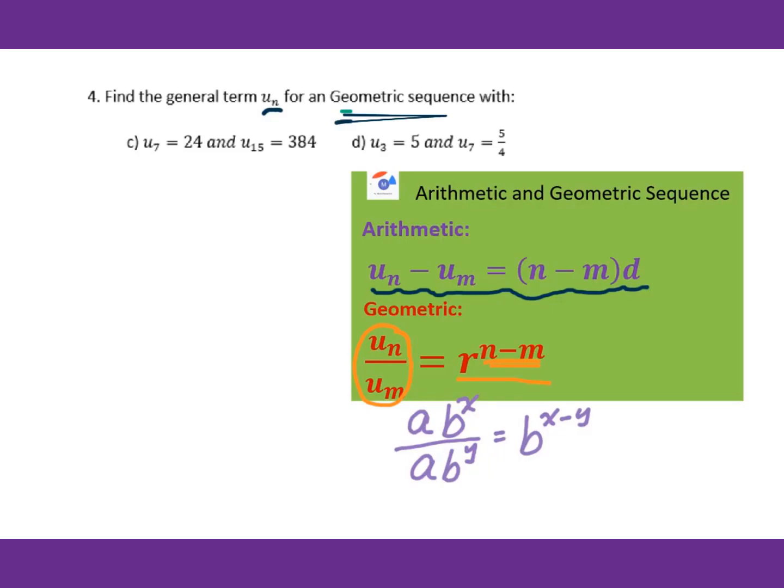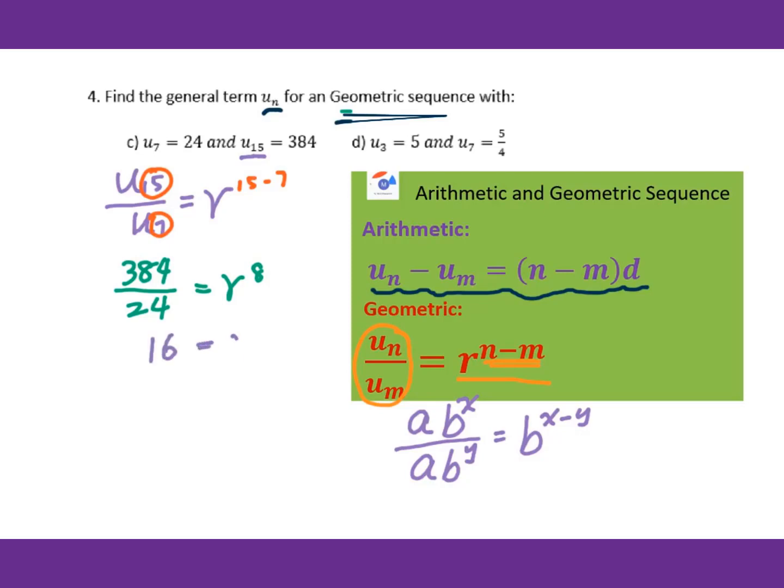In order to avoid the negative exponents, we normally put a bigger term number to the numerator. So we got to do U sub 15 over U sub 7 equals R to the 15 minus 7. Now we plug in U sub 15, that's 384. U sub 7, that's 24 equals R to the 8th power. So get the 16 equals R to the 8th power.